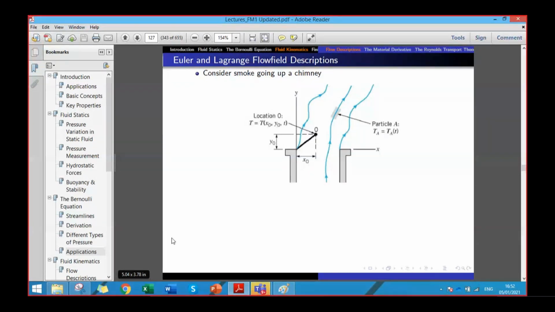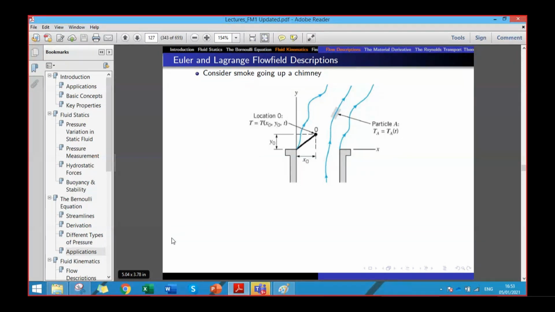We take another example of a chimney. Let's say there is a chimney of smoke. Like you are standing near a brick kiln, the industry where bricks are made. So you see a chimney, and from that, smoke is rising. Now you're interested in measuring the temperature of the smoke or the residue coming from the chimney. There are two approaches. One is the Euler approach, and the other is the Lagrange approach. In Euler approach, what you will do? You will place a sensor on the chimney.